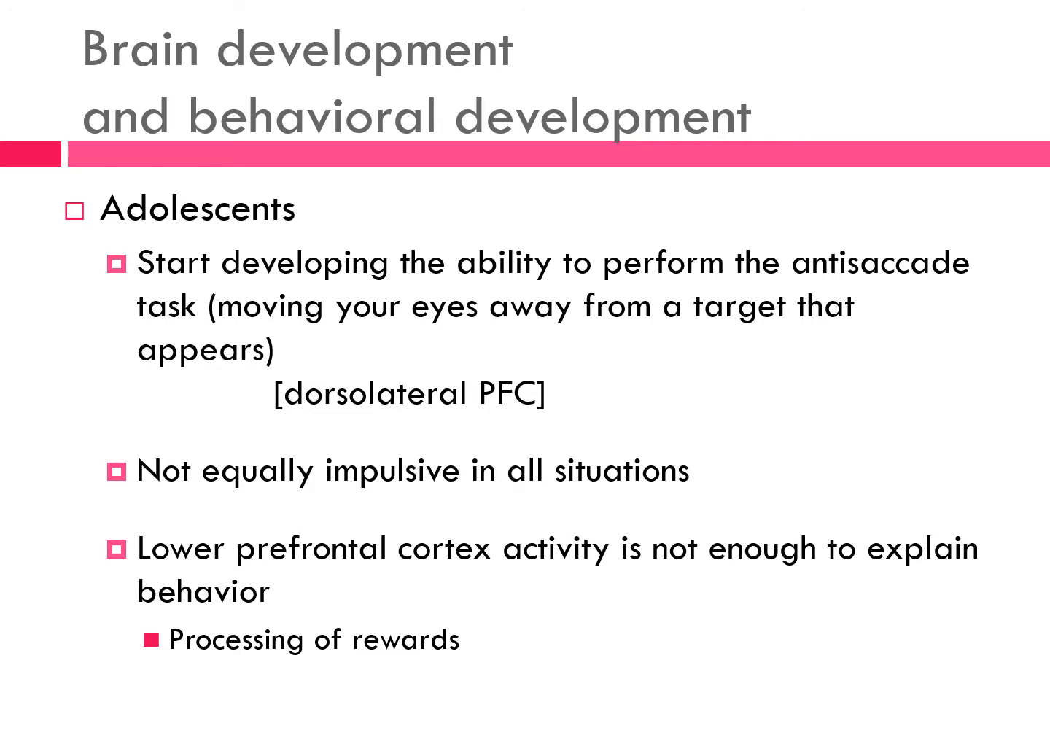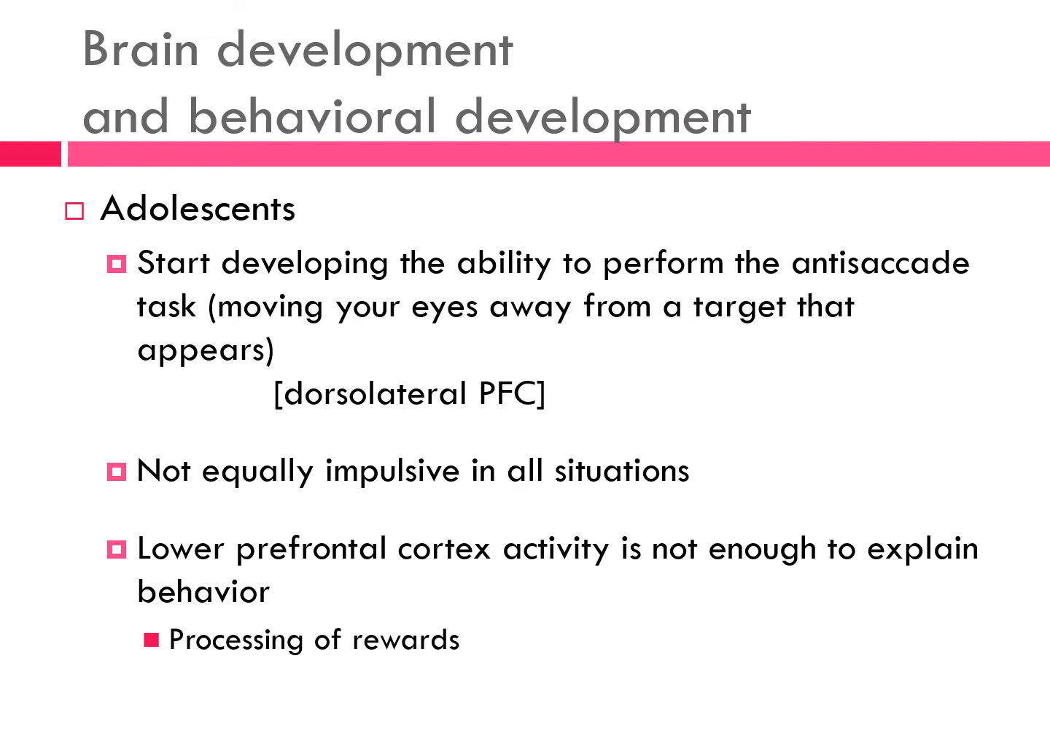So if we look at adolescents, they are starting to develop the ability to perform the anti-saccade task at this age. If there's a moving target, something like a flashing light over to our left, there's a really strong impulse to look at that flashing light. What the anti-saccade task requires is that you move your eyes away from that target. So you are inhibiting that impulse, that wrong response, similar to what we talked about with the Stroop task, only I feel like it's much more low level. And what's helping us with this is the development of the dorsolateral prefrontal cortex.